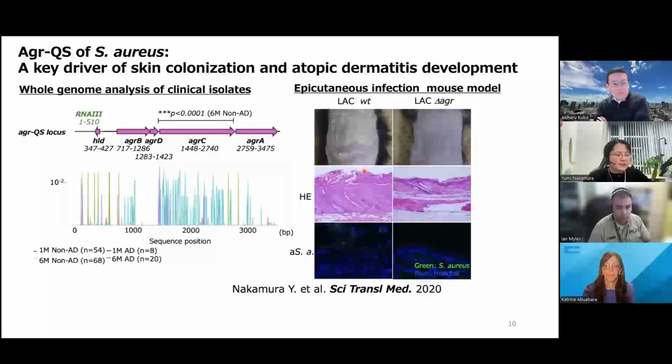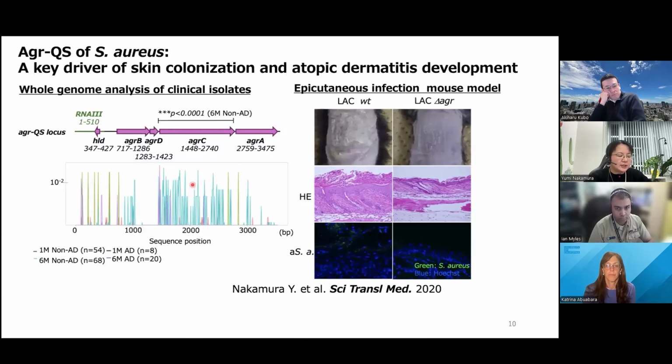In this study, we performed whole genome analysis of Staph aureus isolated during the preclinical phase from two groups of infants: those who developed atopic dermatitis by 1 year old and healthy infants. By comparing the whole genomic regions of these clinical isolated Staph aureus strains, we investigated whether any factor regulates Staph aureus colonization before the onset of atopic dermatitis.